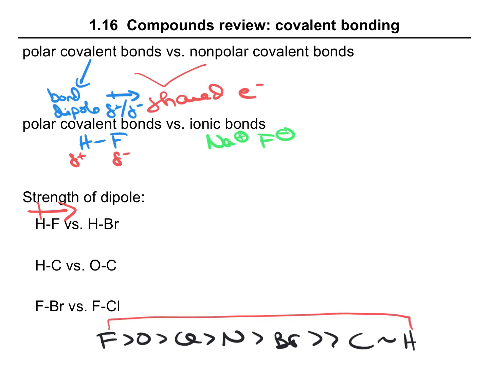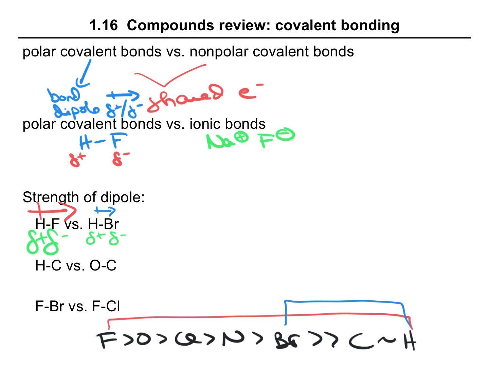And then in comparison, HBr, there is still a difference in electronegativity. Bromine is more electronegative than the hydrogen, and so there will be a dipole, but it will be a smaller dipole than what we have in the case of HF. Another way that I could try to represent this difference is that with HF, we would have a big partial plus and a big partial minus, whereas HBr, we would have a smaller partial plus and a smaller partial minus.